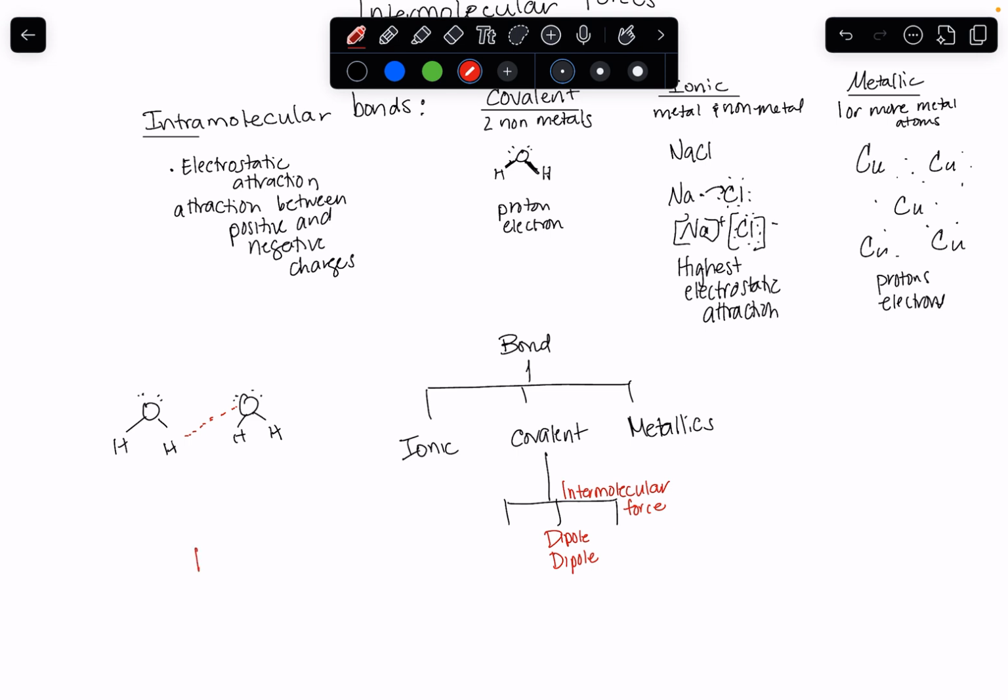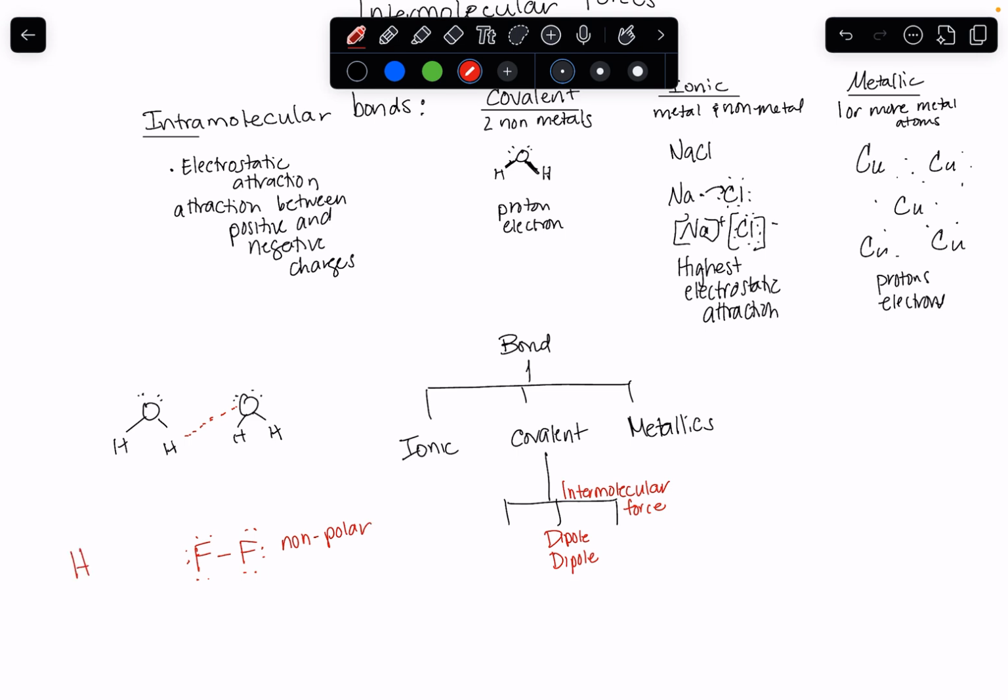So for example, if I drew out fluorine, which is a diatomic molecule, I see that fluorine is playing tug-of-war with fluorine. Who's going to win? Well, neither. They're equal. It's two fluorines. So this one is non-polar.